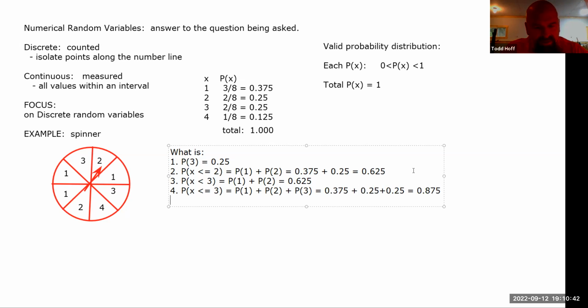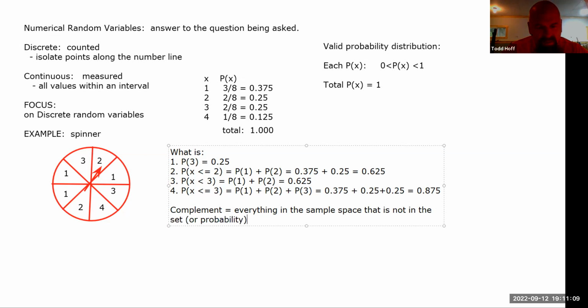Next, let's look at an alternative way we could have found number 4 there, the probability of being less than or equal to 3. We'd use the complement. Remember, the complement is everything in the sample space that is not in the set. So the complement of X less than or equal to 3 would be X greater than 3. Well, in this set, the probability that X is greater than 3 is just going to be the probability that X is 4. That's the only value that's greater than 3 here. So the probability that X is greater than 3 is easy to find. We can just read that right out of the table.